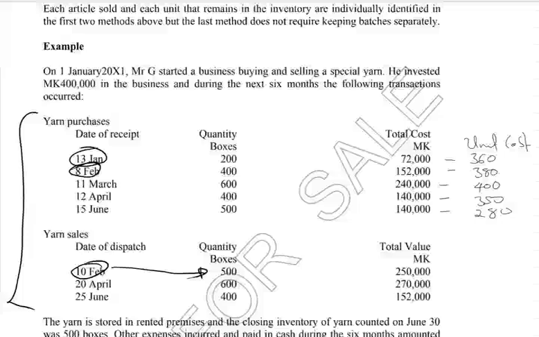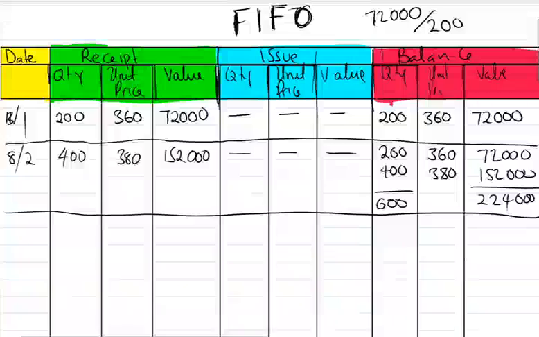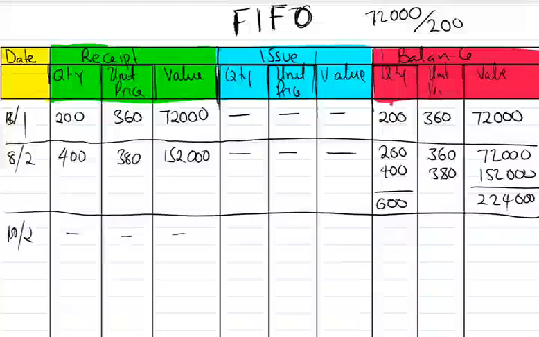So we know that there are 500 units that were sold on the 10th of February. There was no receipt, but there was an issue of 500. But because this is first in, first out, we are gonna first issue the ones that were received first.